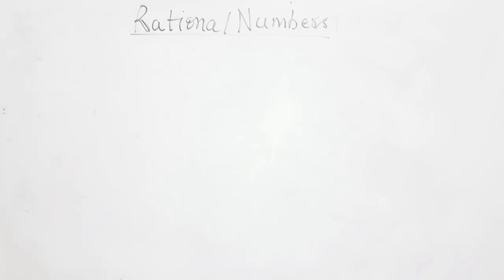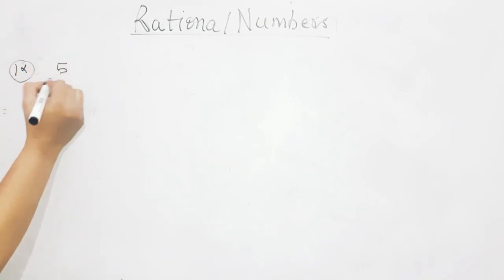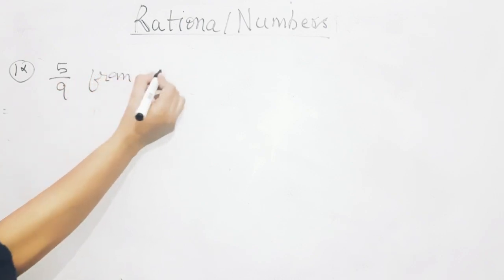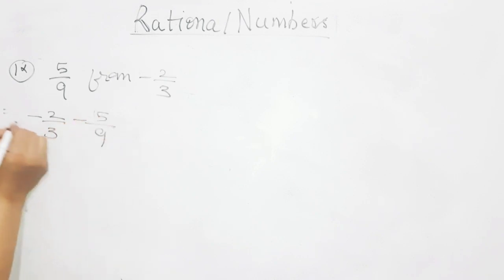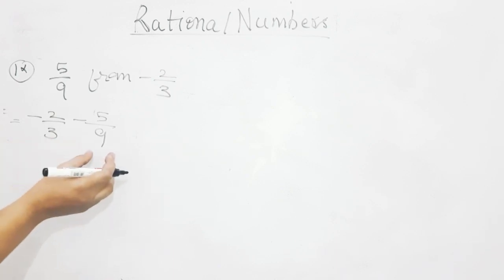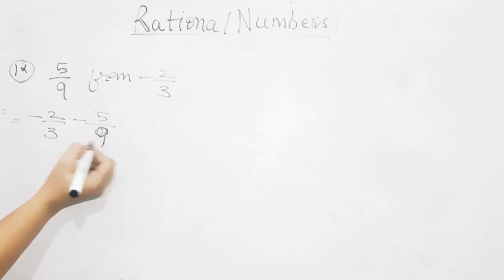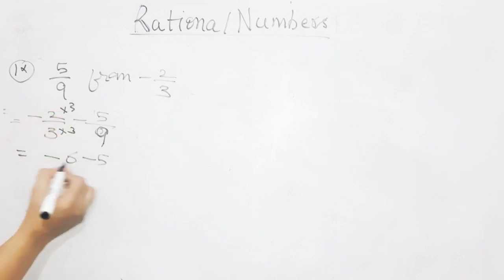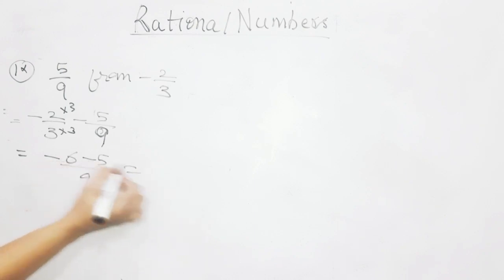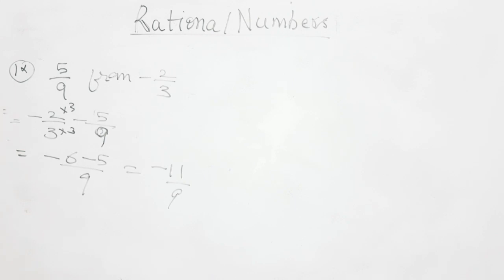Option number 9 is 5 upon 9 from minus 2 upon 3. So minus 2 upon 3 minus 5 upon 9. The LCM of 3 and 9 is 9 only. As I told you, if the numbers are from the same table, that is, 9 is a multiple of 3, the bigger number will be the LCM. So 9 is the LCM. So you will multiply by 3: minus 6 minus 5 upon 9, and minus minus plus. So the answer will be minus 11 upon 9.